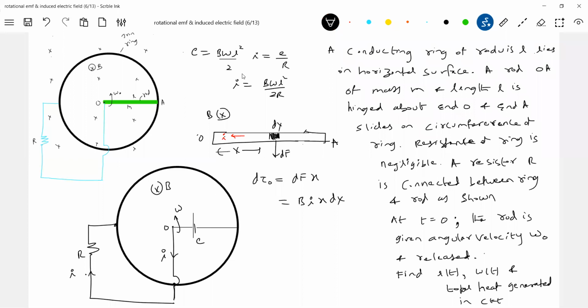This is due to what? Due to induced current. So according to Lenz's law, the direction of induced current in the circuit should be such that it should oppose the cause. What is the cause? Angular velocity. How can I oppose angular motion? By setting up a torque. And in what direction is the torque? Torque will act in this direction. And what will this torque do? It will decrease angular velocity. So what happens to the angular velocity of the rod? It keeps on decreasing, and finally comes to rest.